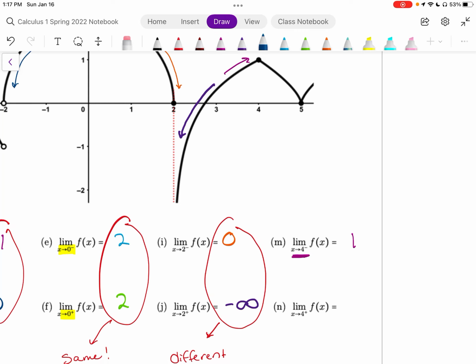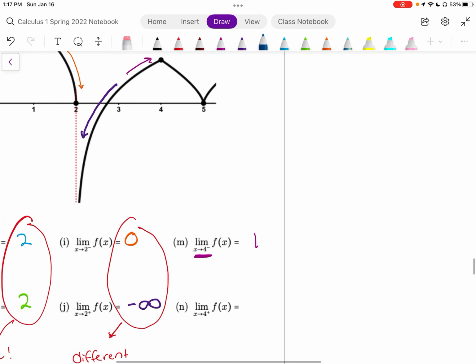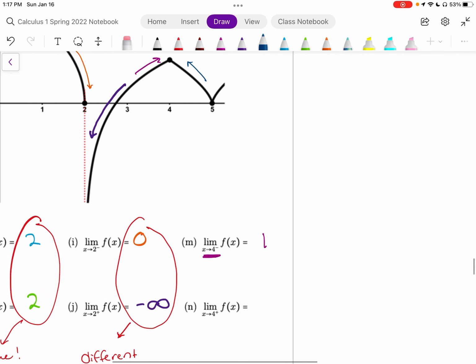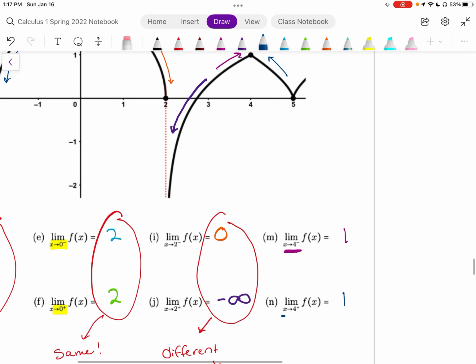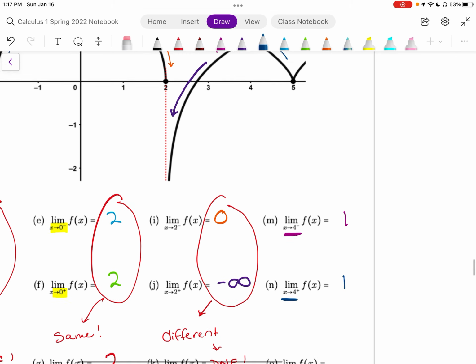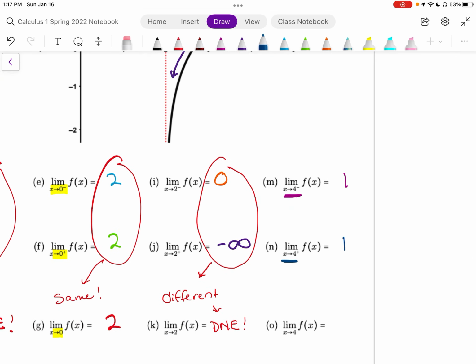So now as I approach 4 from the right, is what the next one says. What am I approaching? Well, I'm approaching the same thing, still 1. So approaching 4 from the right is 1. So again, these are the same, so we get to say that this is 1.